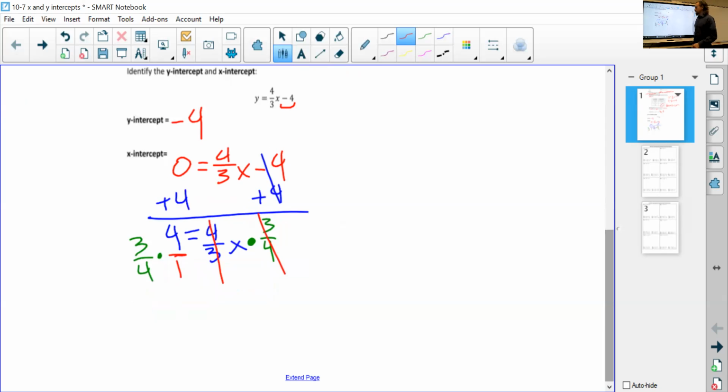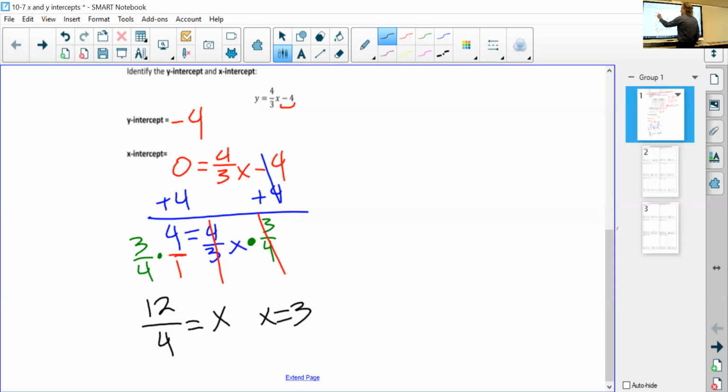If you're not into the whole canceling thing, because that seems like too much work for you, we'd say 3 times 4 is 12, and 4 times 1 is 4. So we'd have 12/4 equals x, and then 12 divided by 4 is 3. So our y-intercept would be -4, and our x-intercept would be +3.